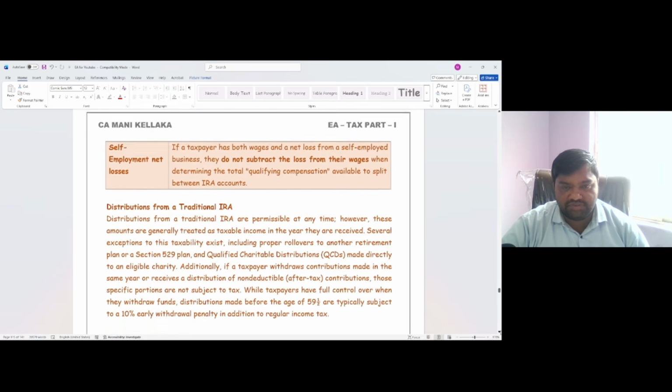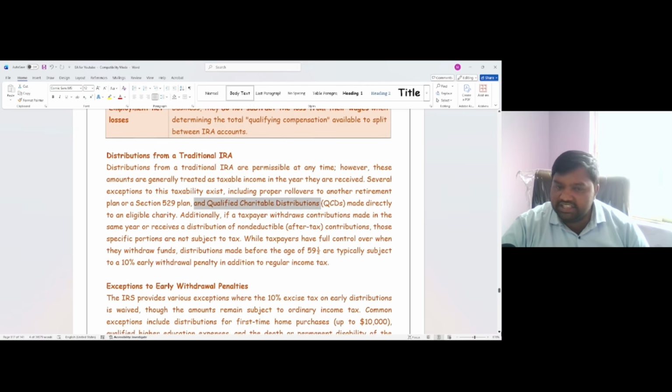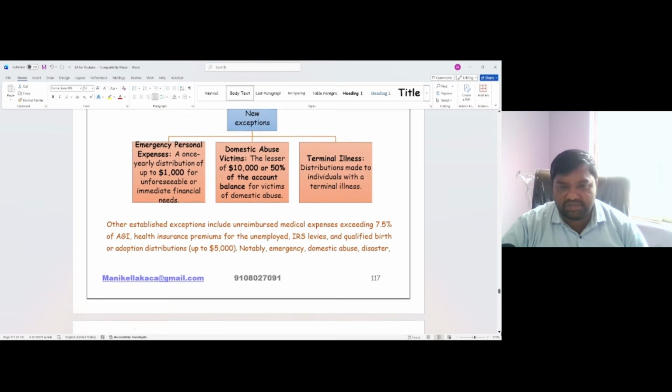So distributions from the traditional IRA are permitted at any time. They are treated as taxable income. So what they will do is, our exception to this taxability. So withdrawals are taxable, I told you. Qualified charitable distributions I have already informed. Some people will roll over to another retirement account. There is also a plan called the Section 529 plan for your children and all. So for that there is no taxability. So these are the exceptions we have discussed.